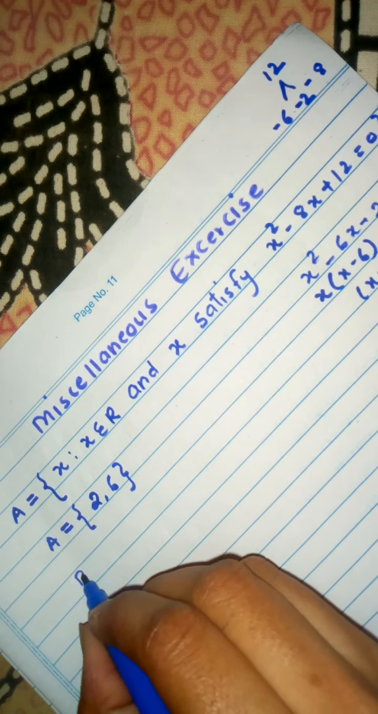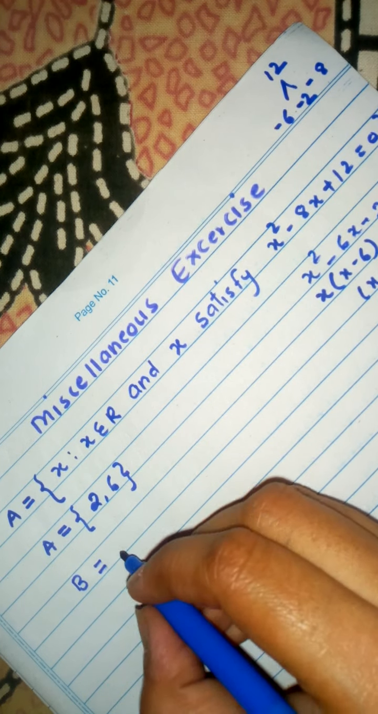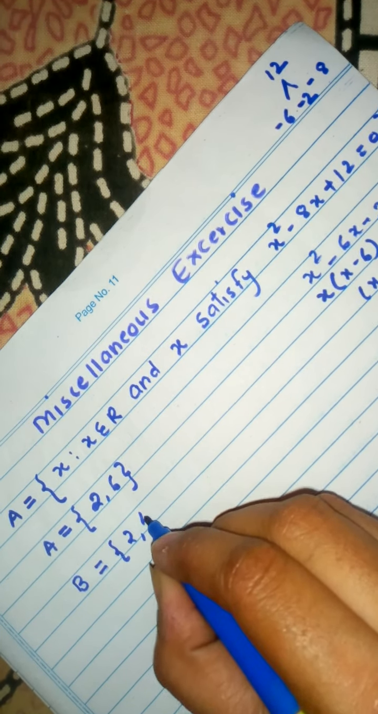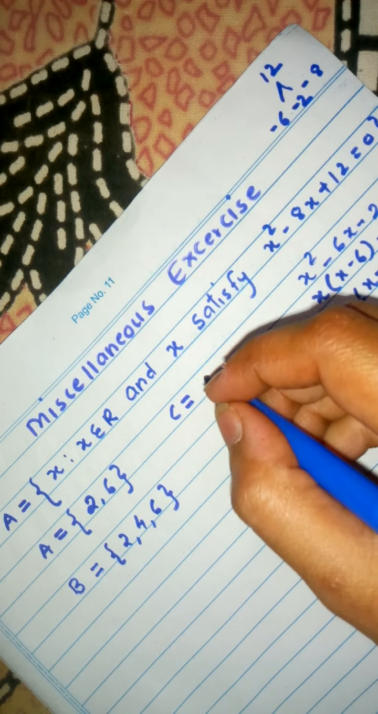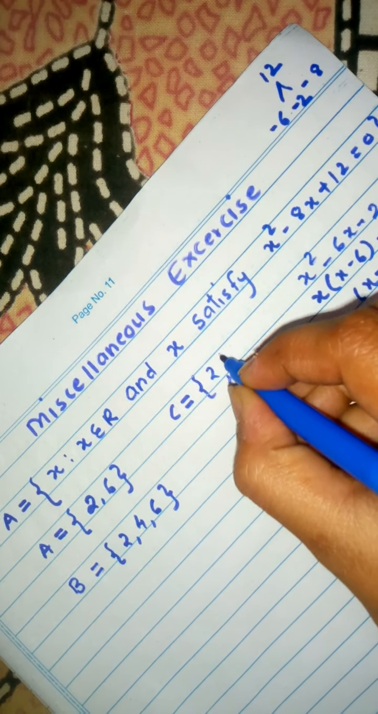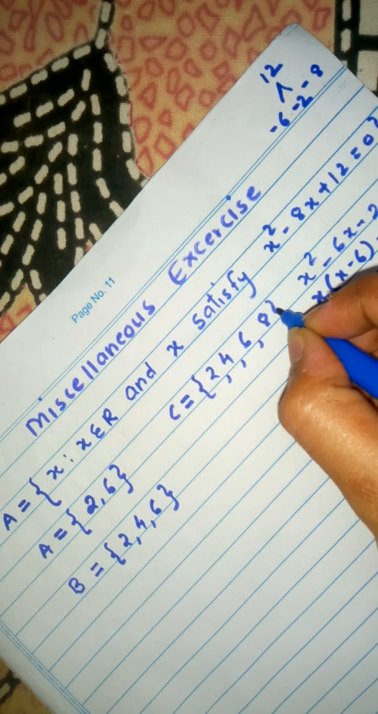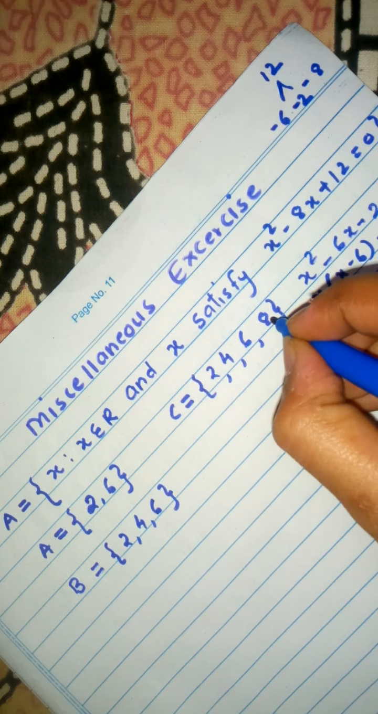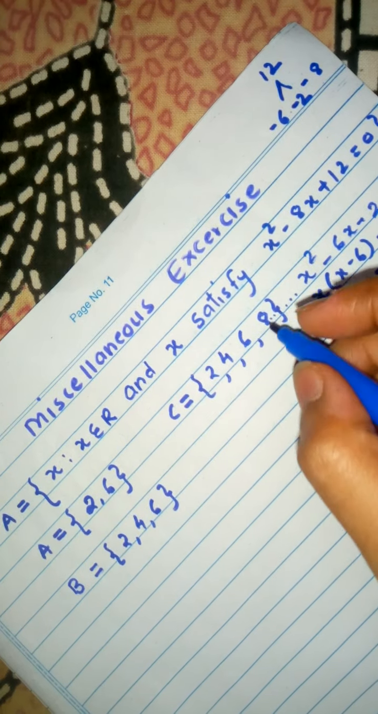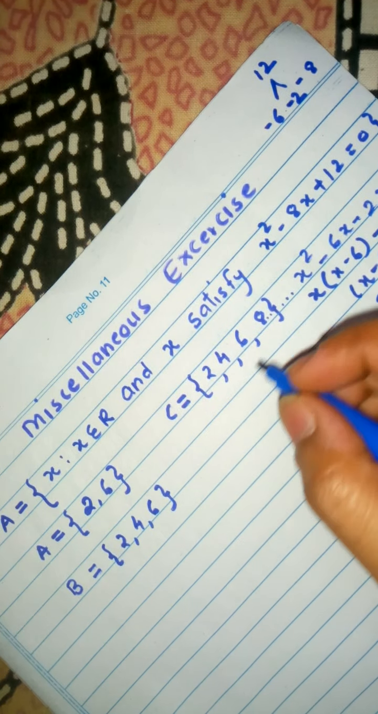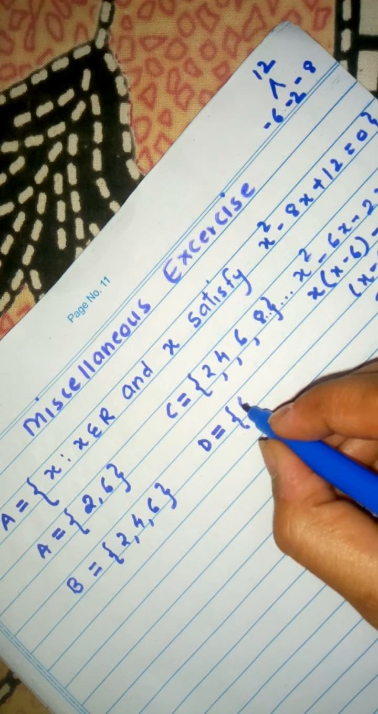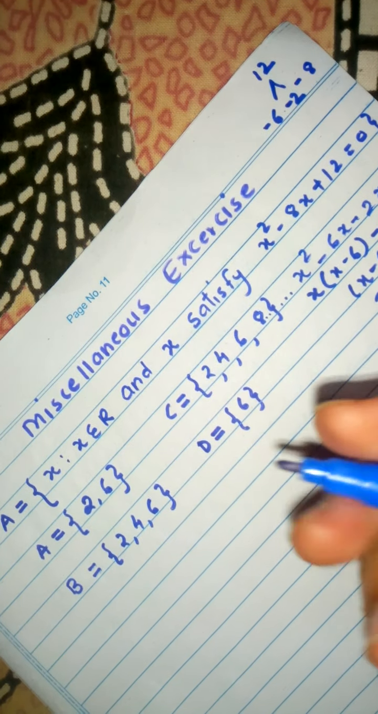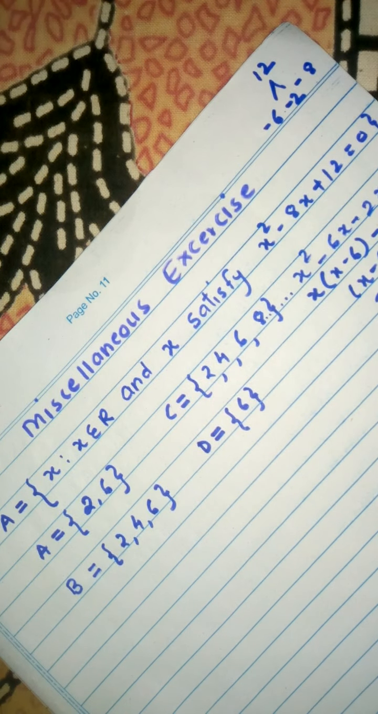Now set B is given as 2, 4 and 6. In set C what is given? It is given as 2, 4, 6 and 8, and it goes on. It continues, it does not stop at 8. And D is equal to, in this I think we have only one element. Now we have to see which of these sets are subsets of one another.